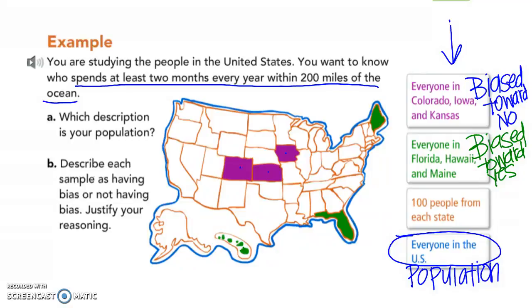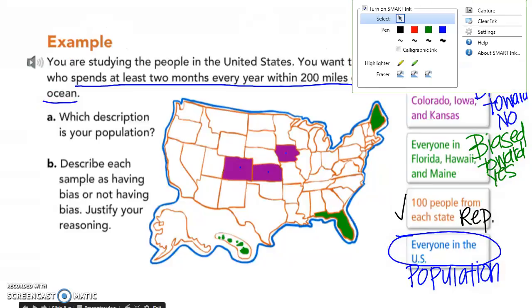And then last, 100 people from each state. So from every one of the 50 states, I would interview 100 people. Is that a biased sample or is that going to be a representative sample? That is going to be a representative sample. So this is the one that I want to do. This is my representative sample, because that would truly give me a picture, kind of a taste from each of the states. Do you spend 2 months by the ocean or not? That's a representative sample.